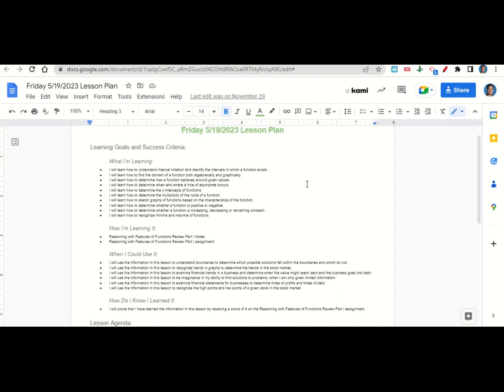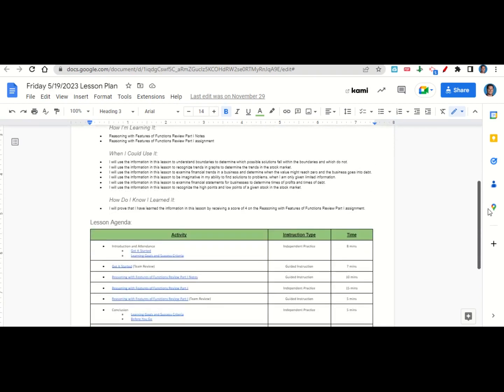the value might reach zero and the business goes into debt, to be imaginative in your ability to find solutions to problems when only given limited information, to examine financial statements for businesses to determine times of profit and times of debt, and to recognize the high points and low points of a given stock in the stock market. How do you know you learned it? By getting a score of 4 on the Reasoning with Features of Functions Review Part 1 assignment.